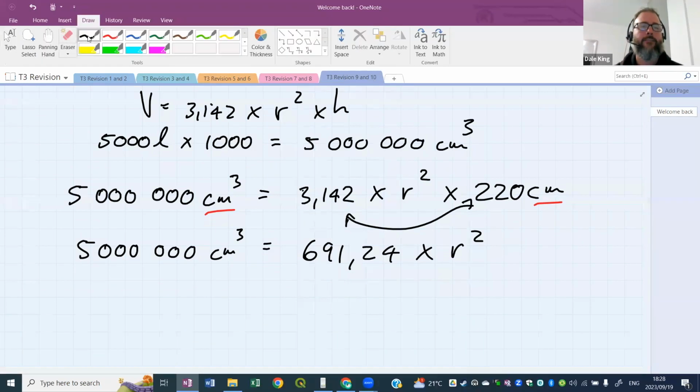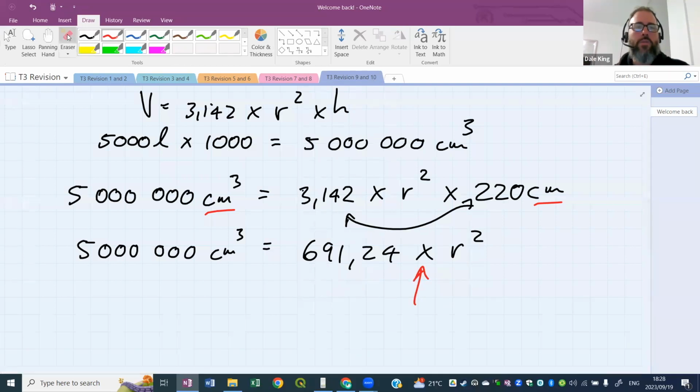You would shift the 691,24 to the other side, and you would divide it by 5 million. Yes. So Ben is suggesting that to get rid of the 691,24 on the right-hand side, we've got to divide. Why is he saying divide? Because this 691,24 is attached to our radius, the thing we're trying to find. It's attached to it with times.